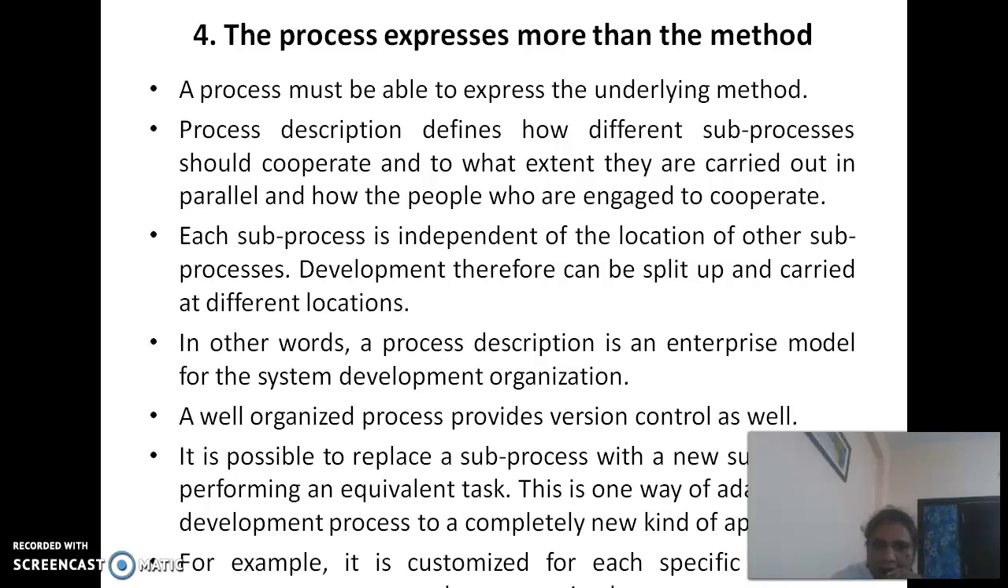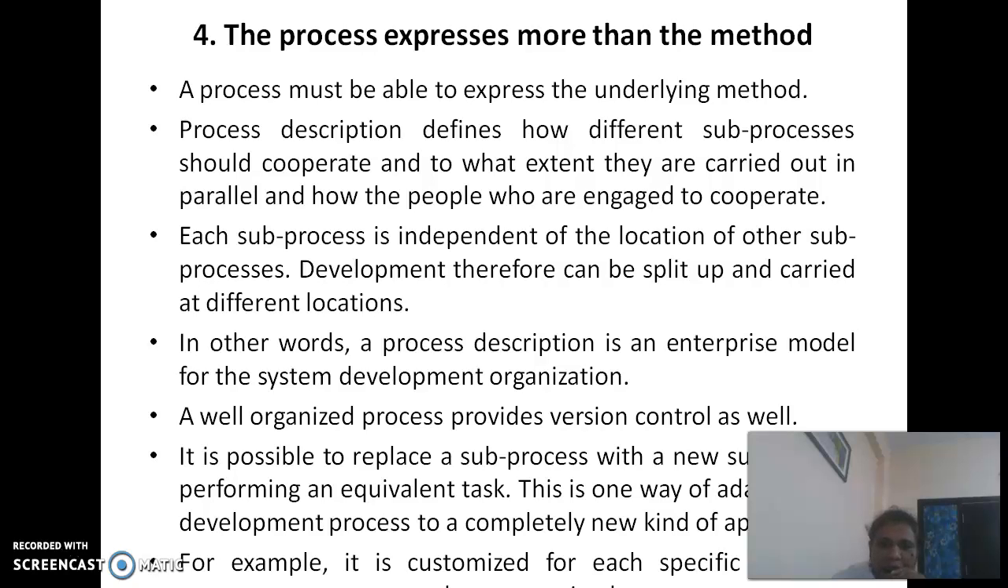Each sub-process is independent of the location of other sub-processes. The development therefore can be split up and carried out at different locations. In other words, a process description is an enterprise model for the system development organization. A well-organized process provides version control as well. So it is possible to replace a sub-process with a new sub-process performing an equivalent task.